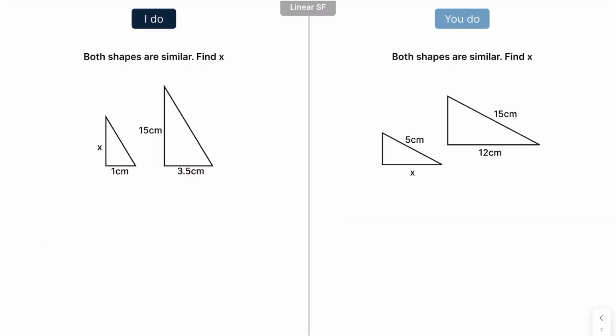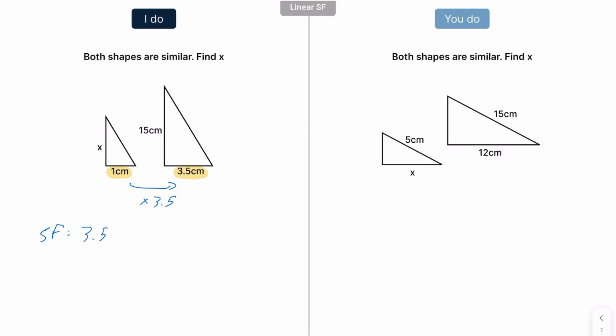So looking at this one. Now, again, with this one, we're going to look for two matching sides. So the two matching sides that I can see, again, are the two at the bottom here. So to go from the small one to the big one, we are multiplying by 3.5. So the scale factor for this shape is 3.5.